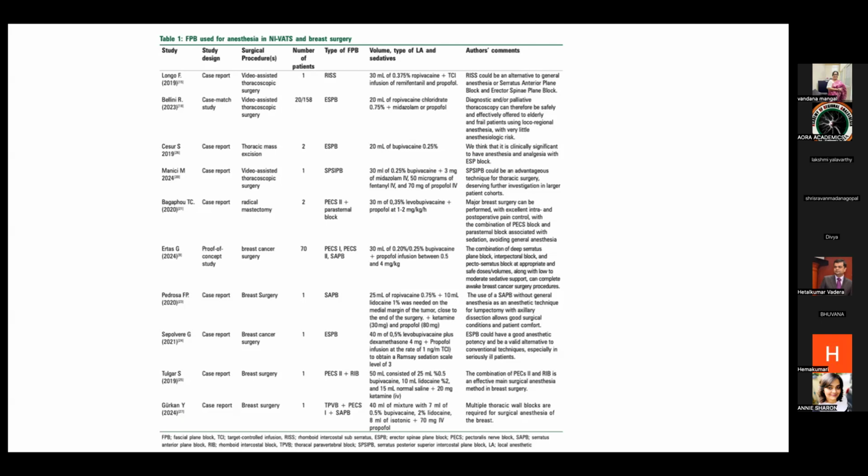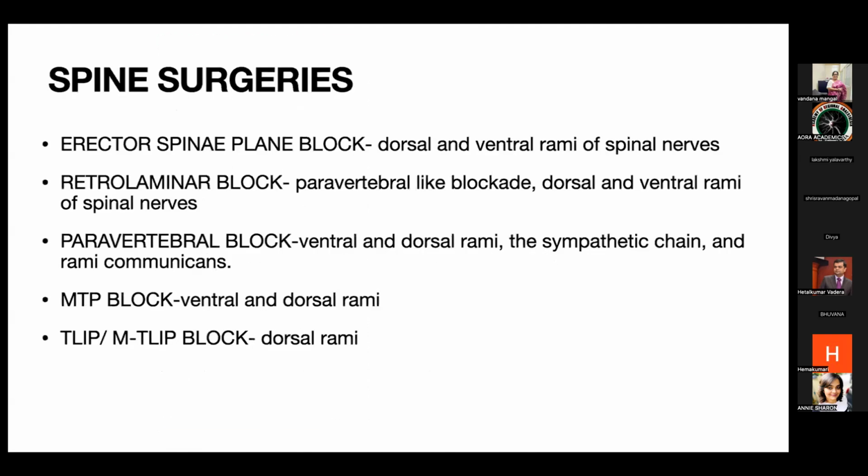So for breast cancer surgeries, they are using the interpectoral plane block, the pectoserratus plane block, and the serratus anterior plane blocks. And they're also using the erector spinae plane blocks and the paravertebral blocks. So for spine surgeries, we have the erector spinae plane block, the retrolaminar block, and the paravertebral block. And then you have the midpoint of transverse process to the pleura block. And then you have the thoracolumbar interfascial plane block.